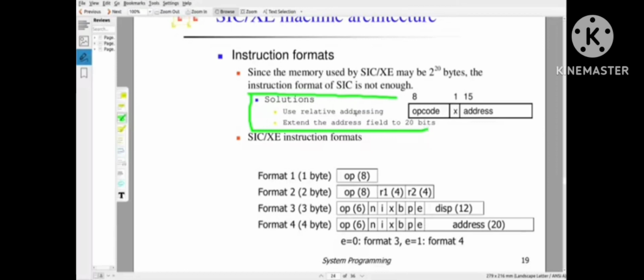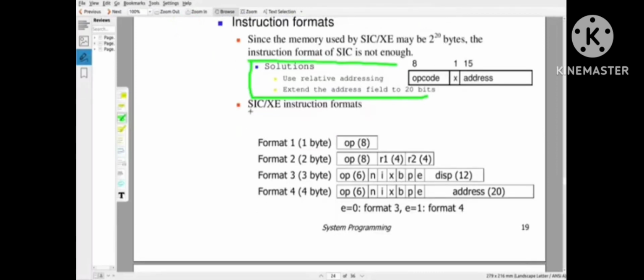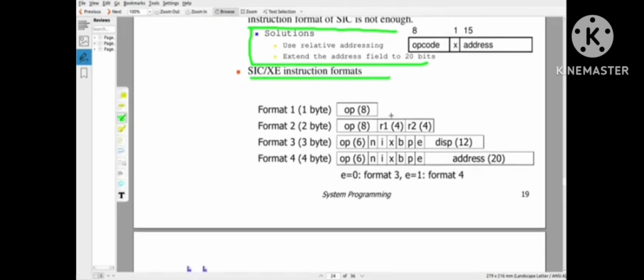Both these options are available in SIC. So the instruction format is broadly classified into 4 categories. First one is format 1. Format 1 instruction in SIC is of size 1 byte, only opcode. There are instructions like RSUB, return from subroutine, that is the opcode. That is all we will mention in the instruction, in the programming.